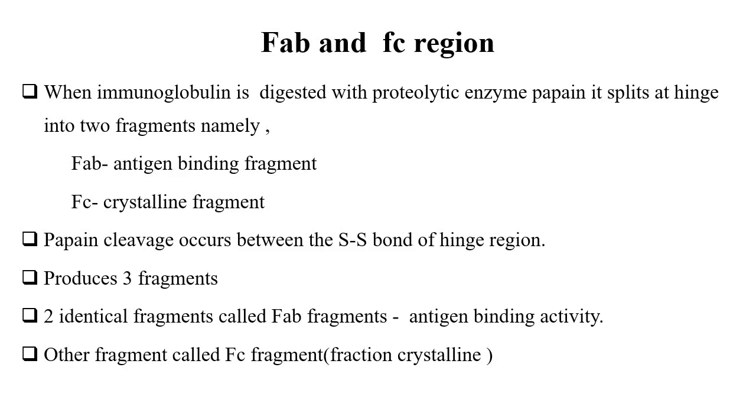Papain cleavage occurs at the disulfide bond of the hinge region. It produces three fragments: two identical fragments called Fab fragments, with antigen binding activity. The other fragment is called the Fc fragment or fraction crystallizable.